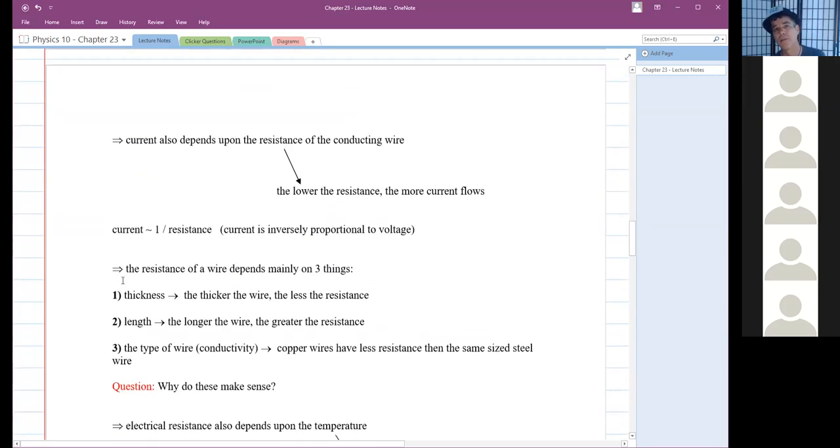Now, how much current flows also depends upon what's called resistance. Everything resists the flow of current through it. How much a particular wire or light bulb or resistor or electrical device resists the flow of charge is its resistance. We have a unit for that. It's called ohms. You don't really need to worry about what the unit means, but the bigger the resistance, the less current, and the lower the resistance, the more current.